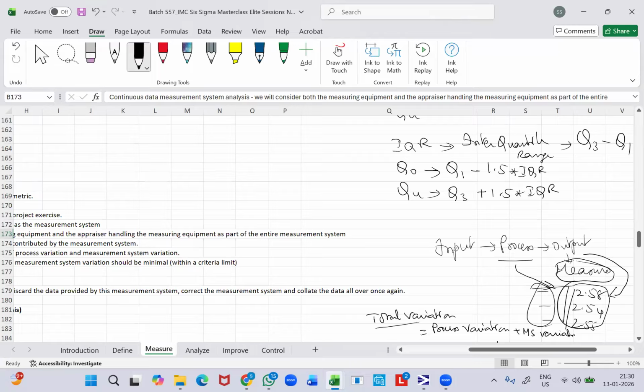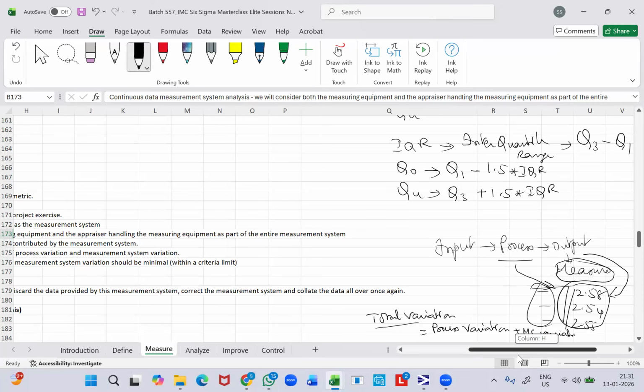Clear? Right? So this measurement system is something that we need to validate. How will you find out that the measurement system is working fine? We need to look at the variation contributed by the measurement system. And if the variation contributed by the measurement system is well within a certain criteria limit, then we can infer that the measurement system is working fine and we can trust the data provided by that measurement system for further analysis, with which we would be able to reduce this process variation as one of the goals of our Six Sigma project exercise. Clear? So this is how we will proceed further.